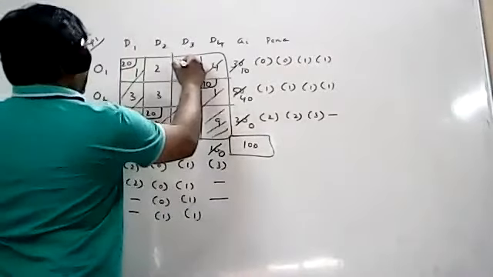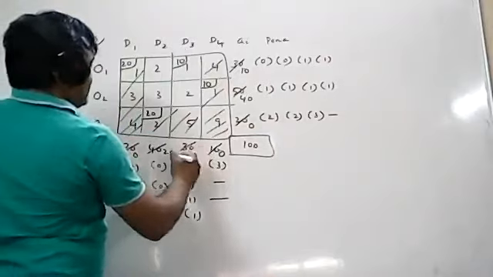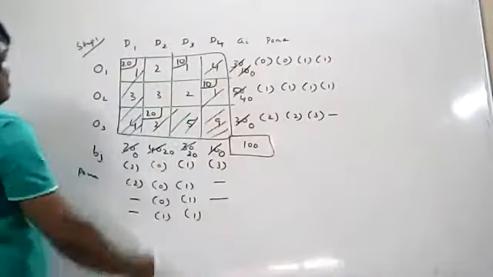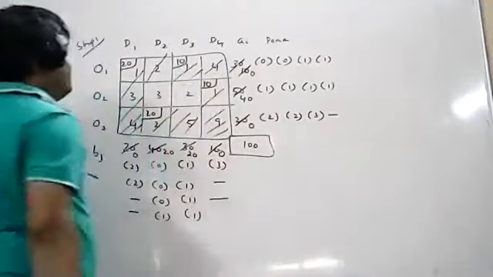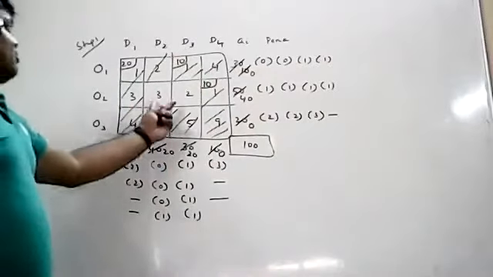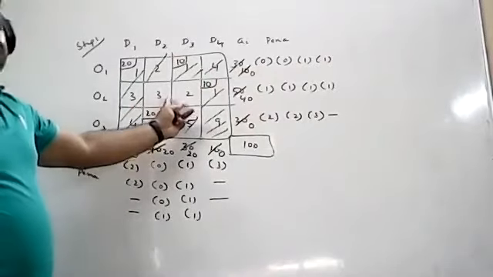10, 30. So minimum element is 10. 30 minus 10, 20. 10 minus 10, 0. Now 0 is the row side. Cross the entire row. How many rows left out? 1 row left out. 1 row means you can stop the procedure.